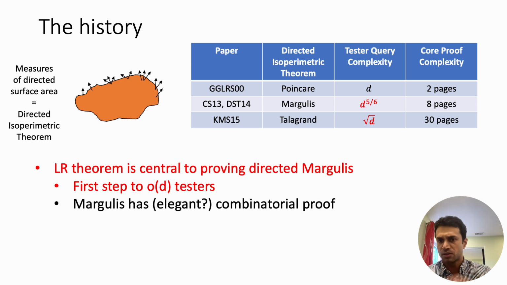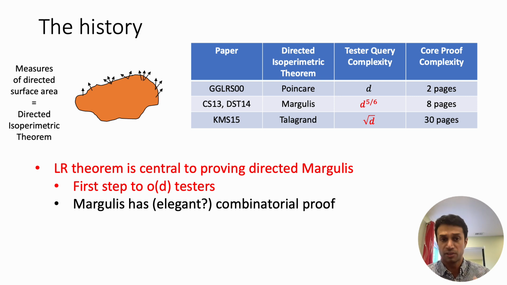These statements turned out to be connected to something known as directed isoperimetric theorems. A directed isoperimetric theorem is some kind of measure of a directed surface area. And I've stated Poincare, Margulis, and Talagrand, which are progressively more and more difficult directed isoperimetric theorems, all of which are connected to improvements in the tester query complexity.